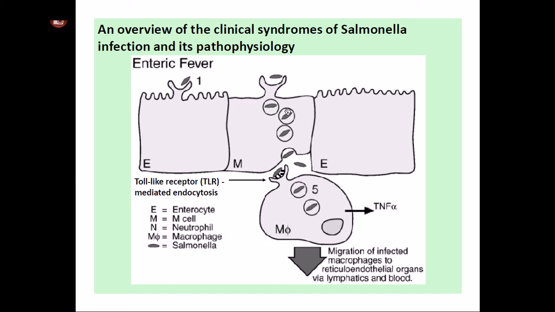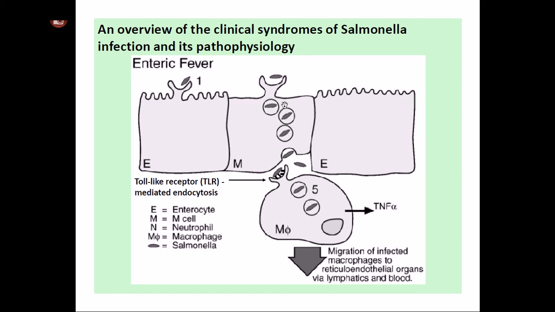To remind you, we have talked before that M cells are the antigen sampling cells found in the epithelial lining of our intestine. So these M cells will take up the bacteria, chop them up, process them, and provide them to the nearby immune system antigen presenting cells like macrophages, neutrophils and other cells.